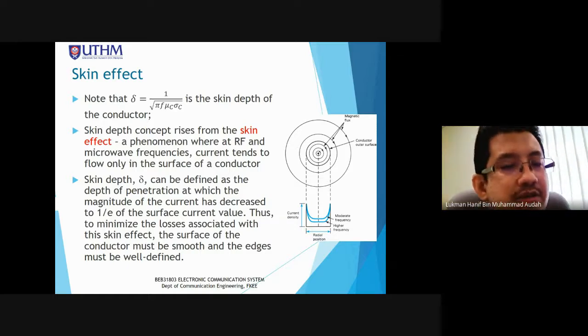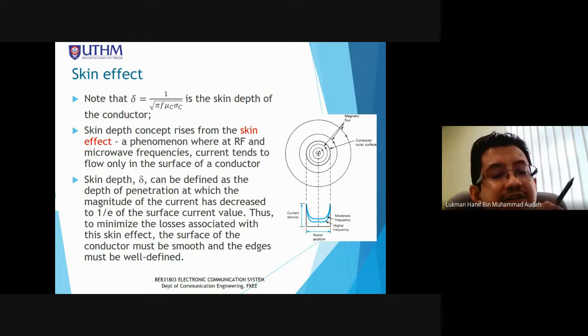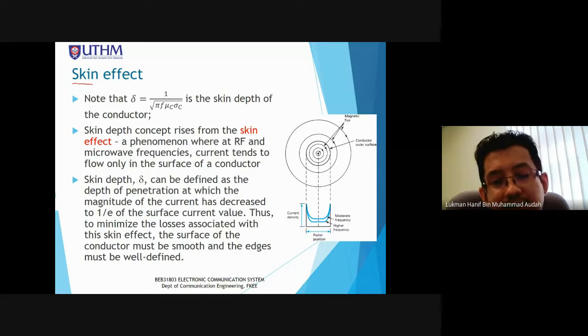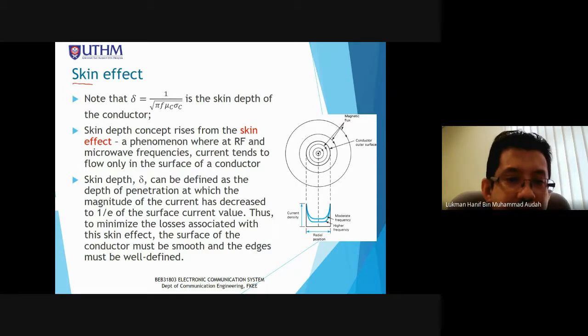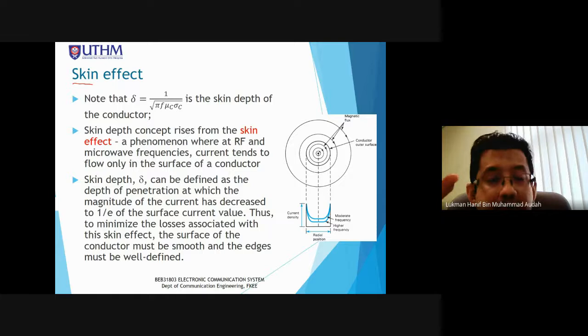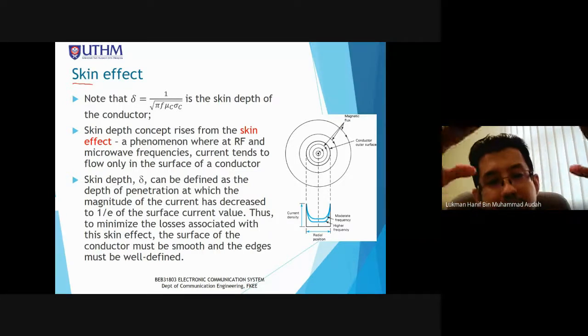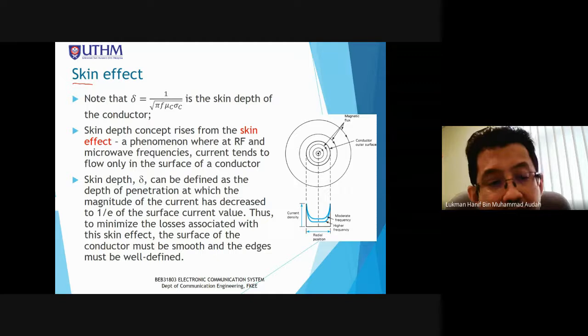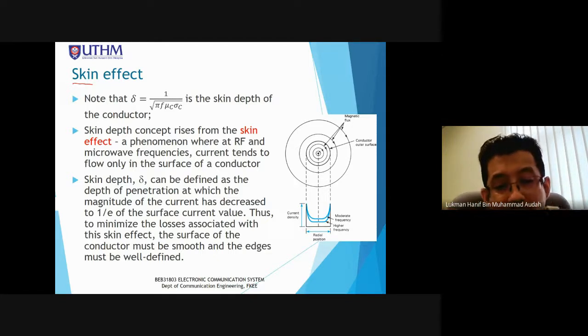Okay. The next, this is about skin effect. Skin ni merujuk kepada permukaan, kalau analoginya kulit berada pada permukaan. So skin effect is the phenomena where the RF and microwave frequency current tends to flow only in the surface of the conductor. So skin effect ini berlaku pada frekuensi yang tinggi. Okay, apabila frekuensi itu tinggi, maka pergerakan gelombang itu dalam kabel seolah-olah melalui permukaan conductor. Seolah-olah as if it moves on the surface of the conductor.